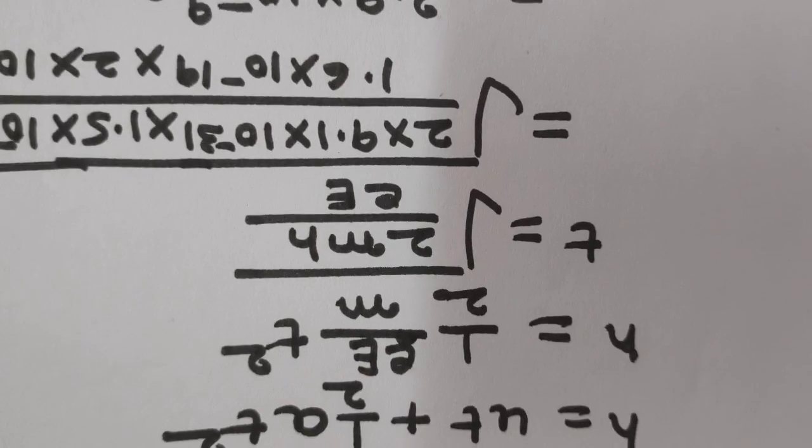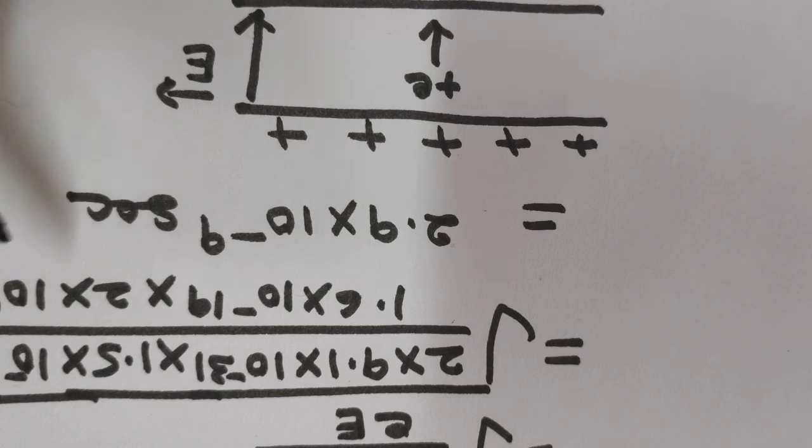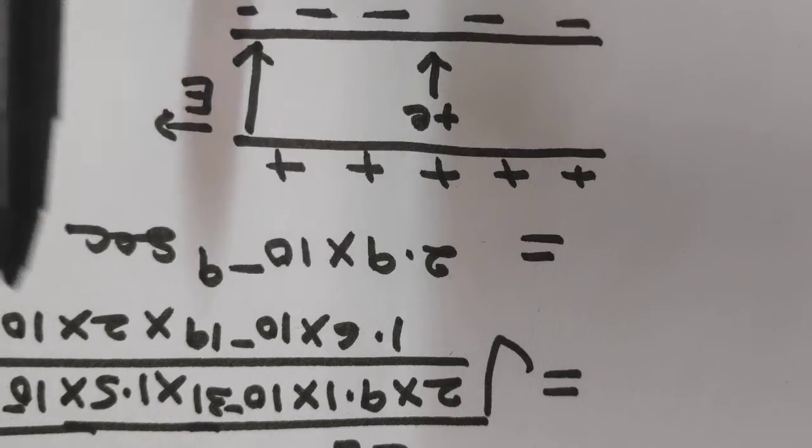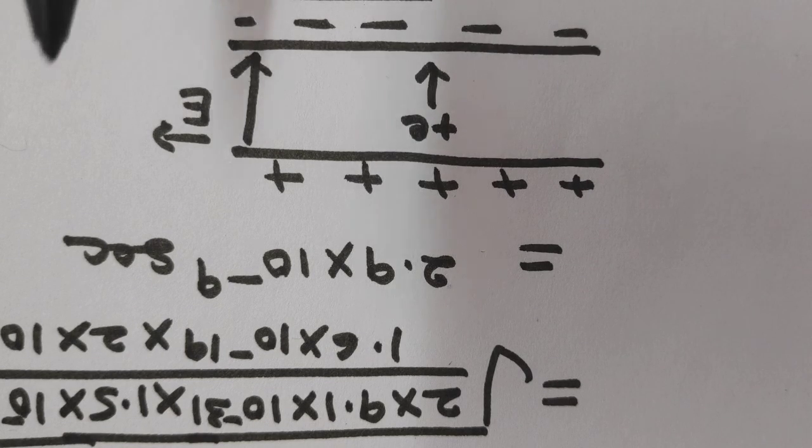So this is 2.9 into 10 raised to power minus 9 second for the electron, and the time taken by the electron will be less than the time taken by the proton.